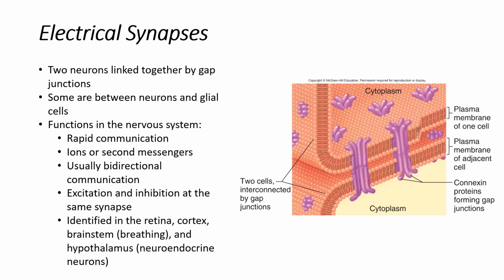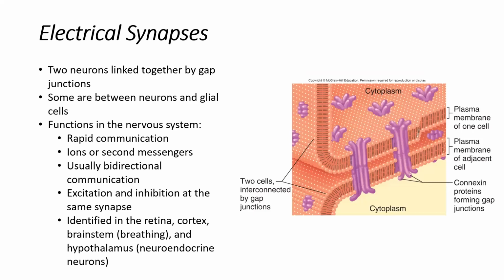So studies are being done on the developing brain, the infant brain, and this is where we see a lot of the electrical synapses. Some features of this type of synapse: there's rapid communication because there's bidirectional communication. There are second messengers, sometimes ions involved as well, but second messengers as well. They can be excitatory or inhibitory, like the other synapses that I'm going to talk about as well.